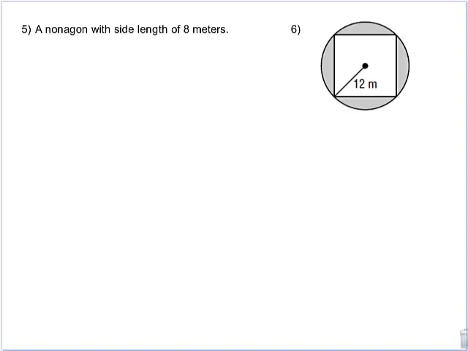So, a nonagon with a side length of 8 meters. A nonagon has how many sides? 9. We don't really need to draw out a 9-sided figure to do this. The only thing we need is that little triangle to get the apothem. So we do 1/2 perimeter times apothem. First, can we get the perimeter? 8 times 9, so the perimeter is 72.